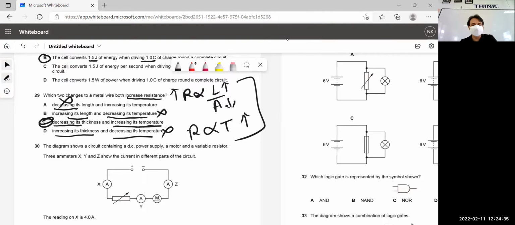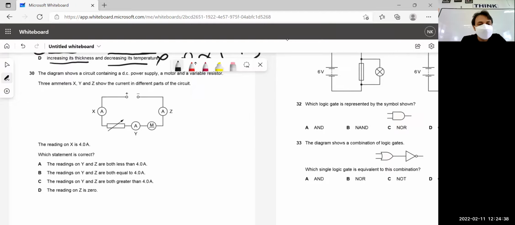In question number 30, the diagram shows a circuit containing a DC power supply, a motor, and a variable resistor. Three ammeters X, Y, and Z are there, and the reading on X is 4 ampere. Which statement is correct? See the four options available. The reading on Y and Z are both less than 4 ampere? The variable resistor and motor are in series combination, and we know in series the same current flows. The current passing through X is 4 ampere, and the same current should appear here, 4 ampere at Z. So the readings on Y and Z are both equal to 4. Yes, this is the right answer.